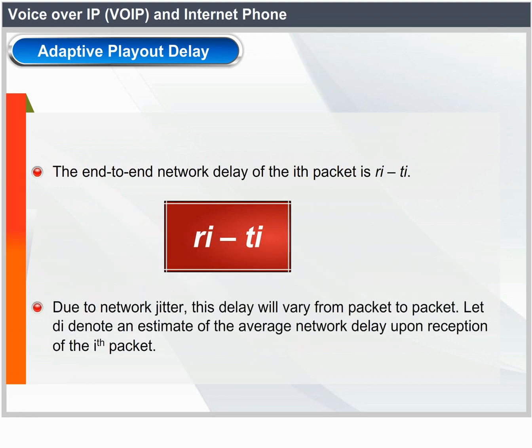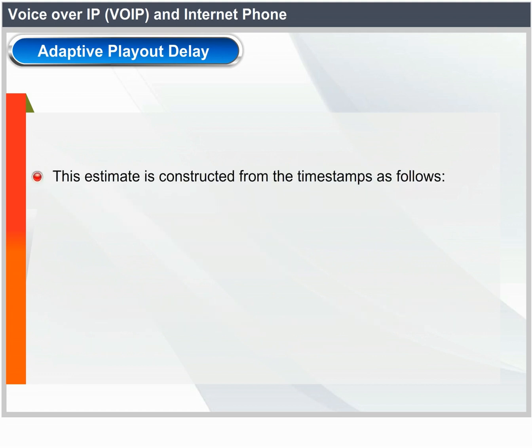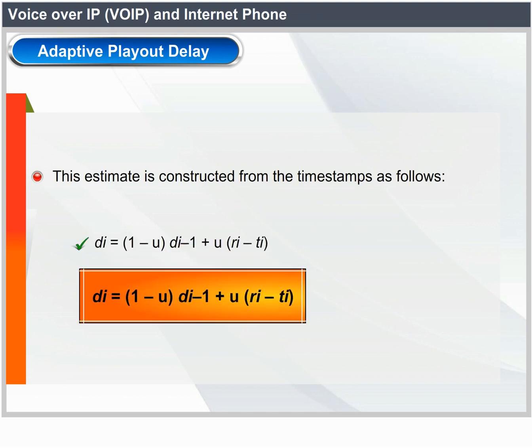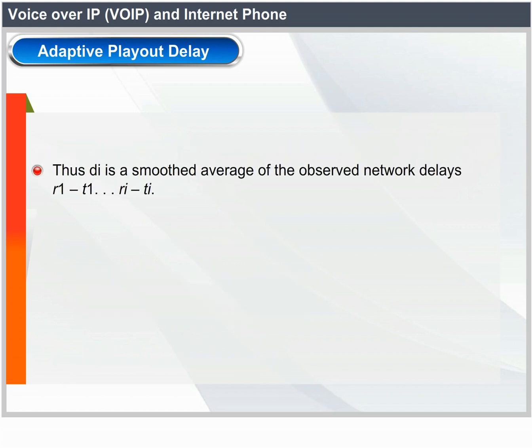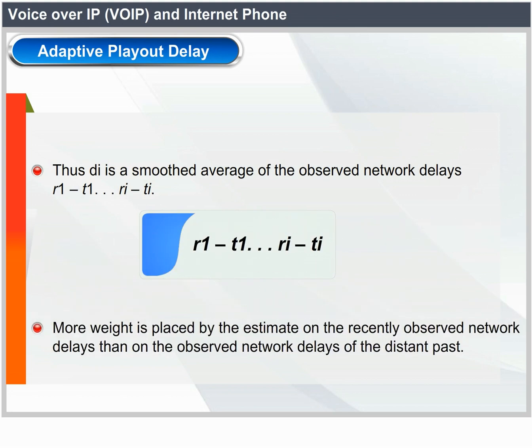Let di denote an estimate of the average network delay upon reception of the ith packet. This estimate is constructed from the timestamps as follows: di is equal to (1 minus u) times di minus 1 plus u times (ri minus ti), where u is a fixed constant. Thus, di is a smoothed average of the observed network delays r1 minus t1 to ri minus ti. The estimate places more weight on the recently observed network delays than on the observed network delays of the distant past.